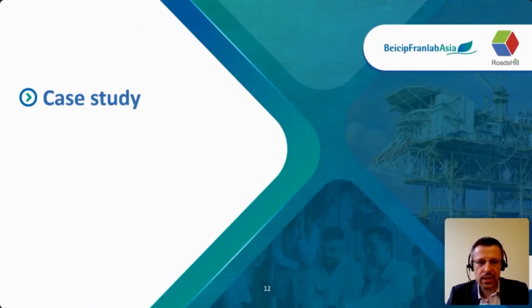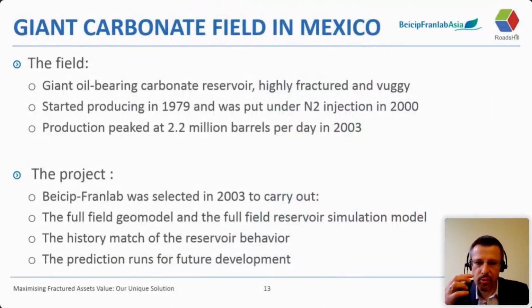I will now illustrate this with a brief case study on a very striking example. It's a giant carbonate field in Mexico with very complex, highly fractured and vuggy matrix. This field started producing in 1979, was put under nitrogen injection in 2000, and it's a giant field that produced up to 2.2 million barrels per day in 2003.